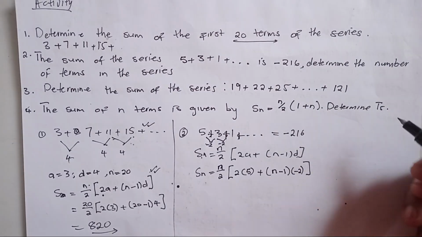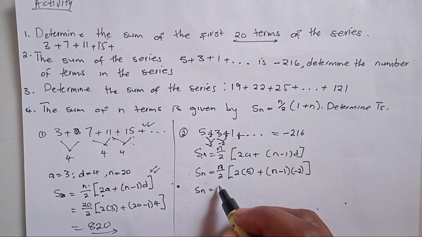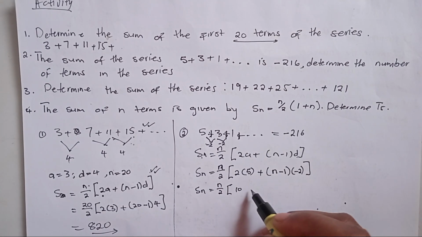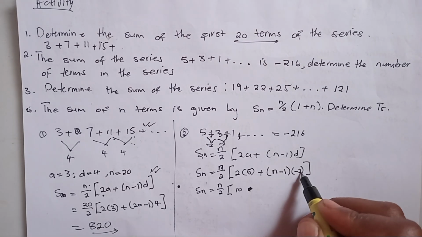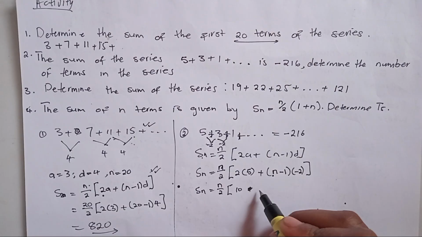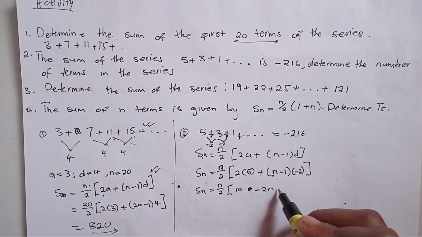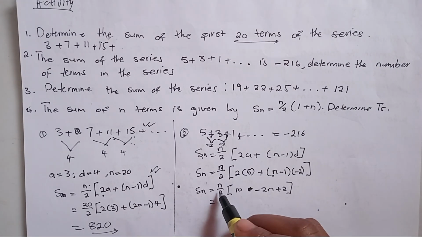The difference is minus 2. So now let's work everything out. Sn is equivalent to n over 2 into 10 plus, 10 multiplied by minus 2 multiplied by n, we have minus 2n. Minus 2 multiplied by 1, we have 2. And then we're going to add everything up.